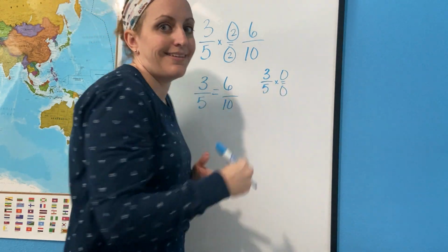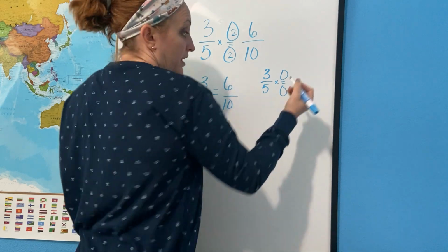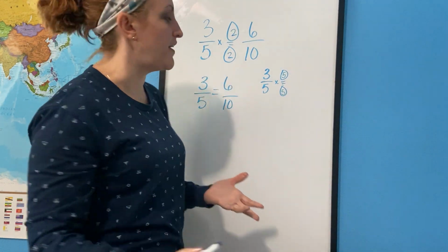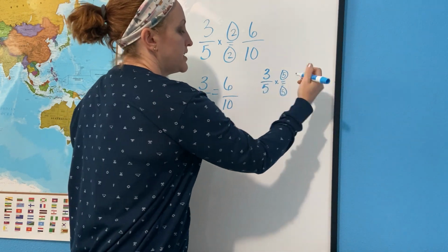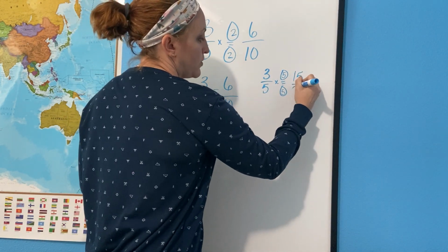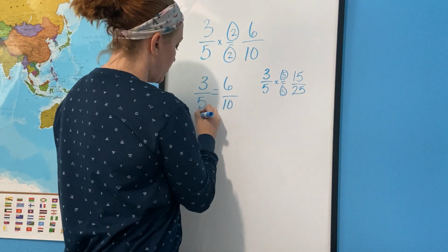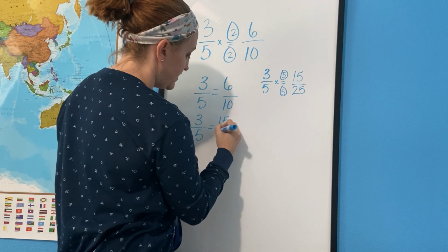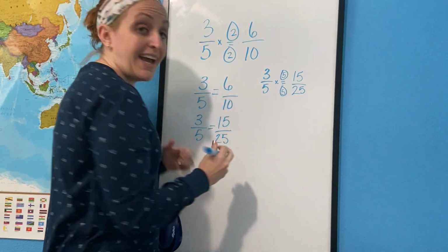So I'm gonna pick another number that's easy to multiply by, like 5. I know my 5s really easily because I can skip count by 5s, all right? And I know that 3 times 5 equals 15, and 5 times 5 equals 25. So 3/5 is also equivalent to 15/25.